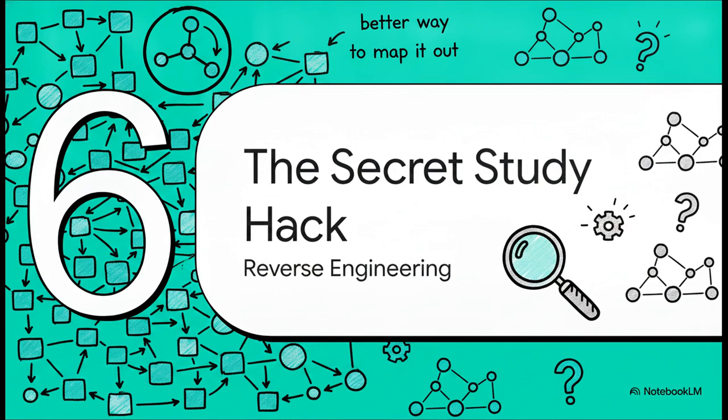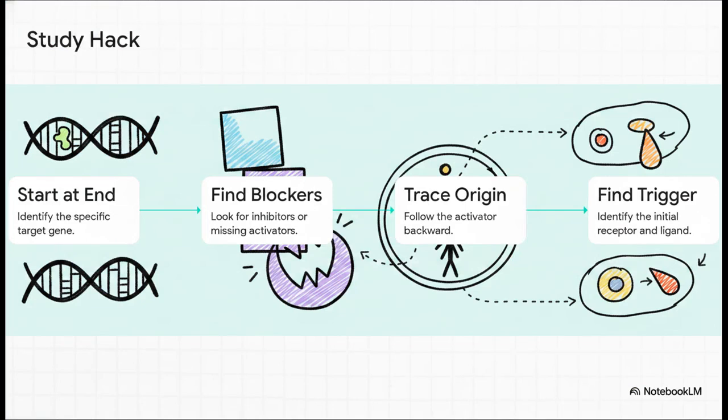All right, Section 6, the secret study hack, reverse engineering. We've all seen those terrifying spaghetti monster pathway diagrams in textbooks. Arrow going here, arrow going there. It's overwhelming. But I've got a game changer for you, straight from the source material. Here is the trick. Reverse engineer it. Do not try to memorize it from the outside in. Start at the finish line.